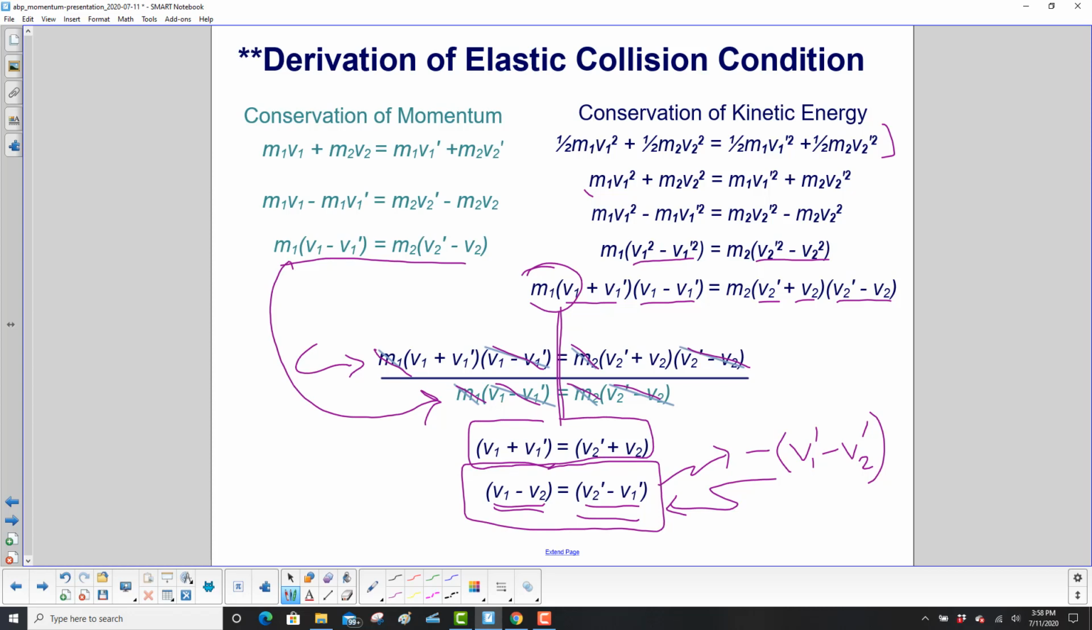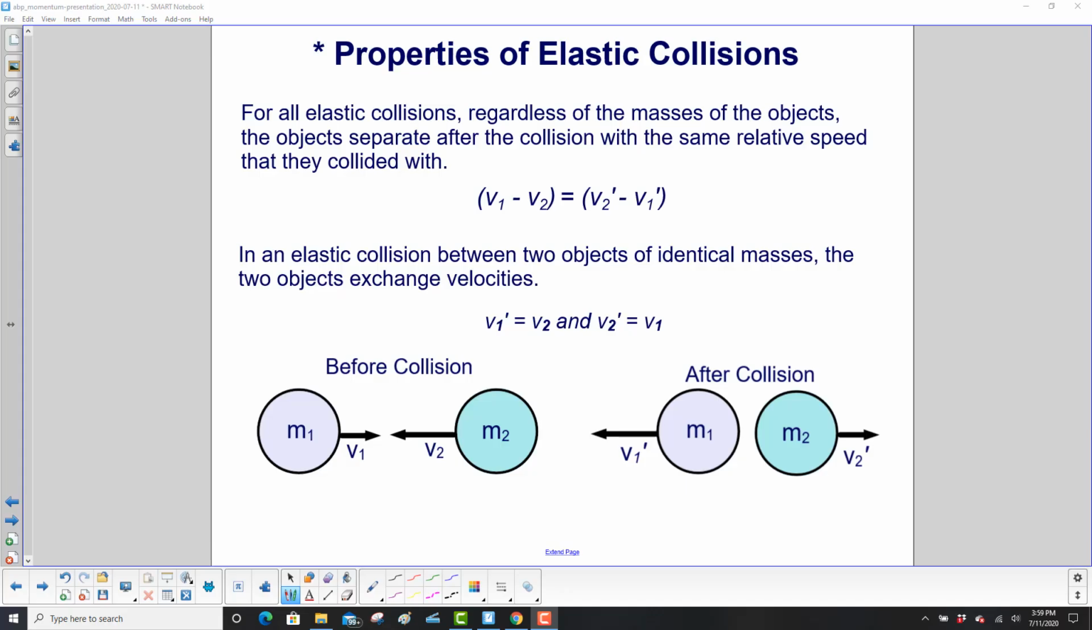And then we just rewrite it. And what have we done? We put all the guys before the collision on one side, which is v1 minus v2, and then the primes, which are the velocities after the collision, on that side. For all elastic collisions, regardless of the masses of the objects, how cool is that? There's no mass there. The mass doesn't matter, divided out. The objects will separate after the collision with the same relative speed that they collided with.